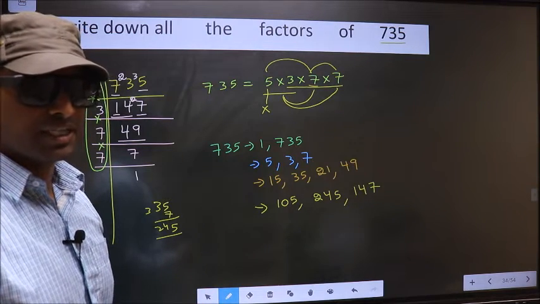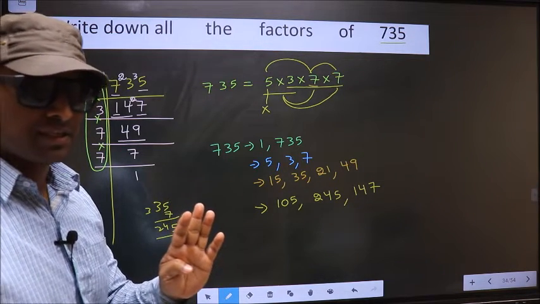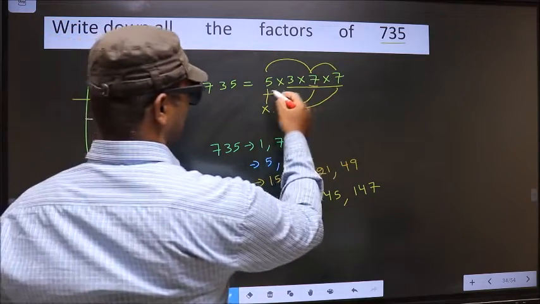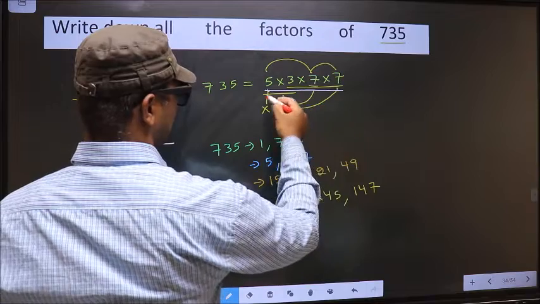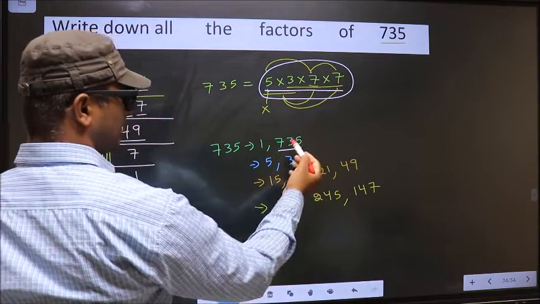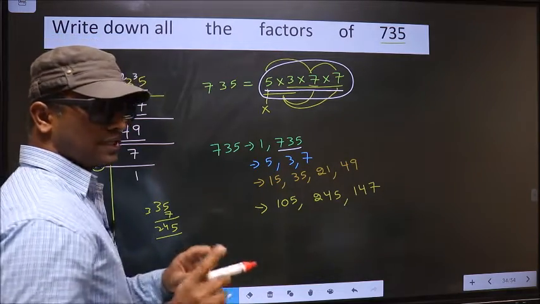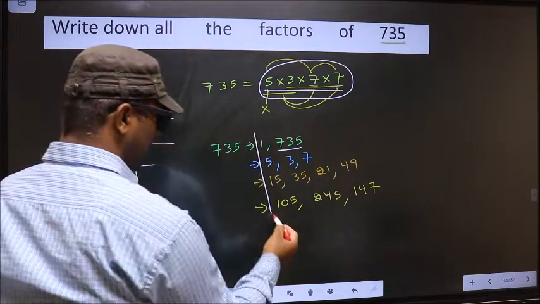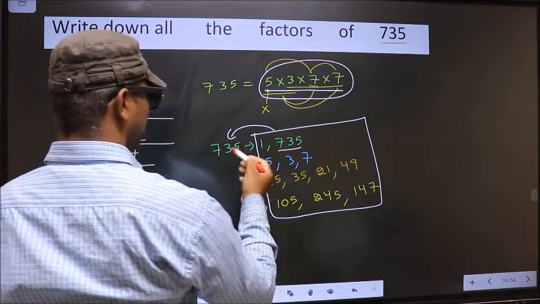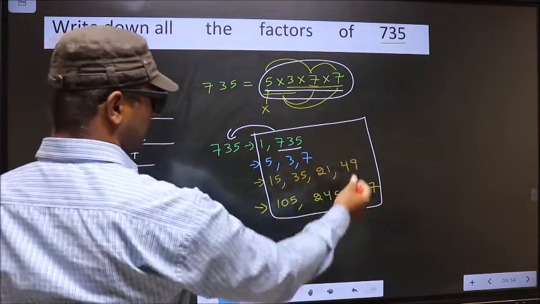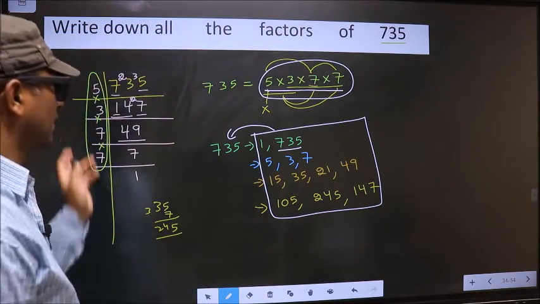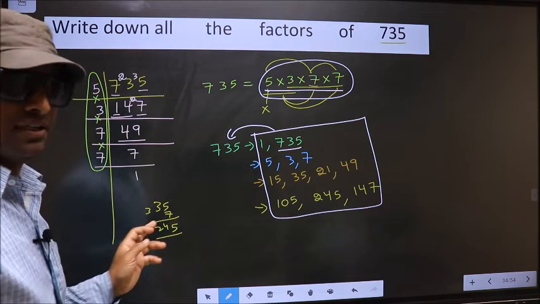Next, now you take the combination of 4 numbers. How do we do that? See, over here we have only 4 numbers. When we take all the 4 numbers, we get 735 itself. Therefore, all these numbers are the factors of 735. Am I clear?